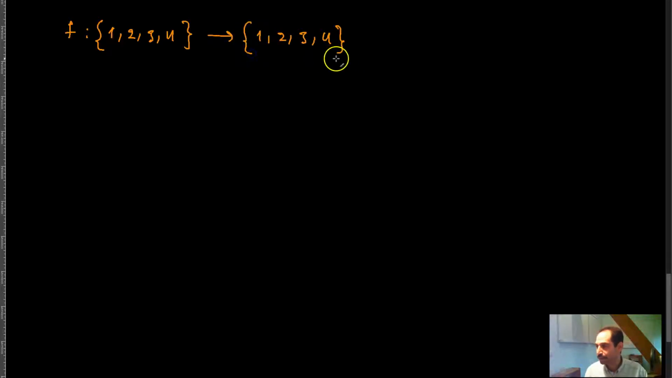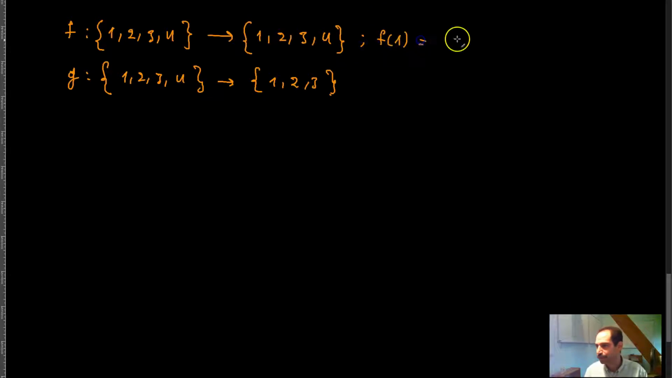For example, you can consider F as a function from {1, 2, 3, 4} to {1, 2, 3, 4}, and G as a function from {1, 2, 3, 4} to {1, 2, 3}, defined as F of 1 is equal to 1, F of 2 is equal to 2, and F of 3 is equal to F of 4 is equal to 3.